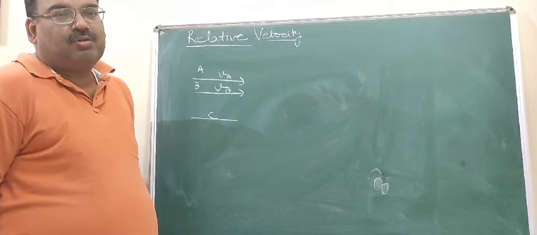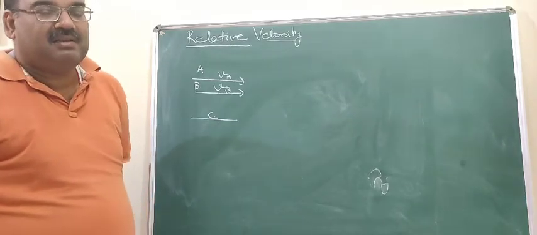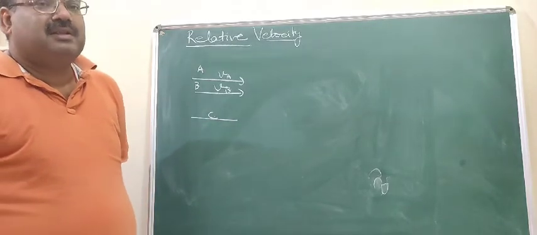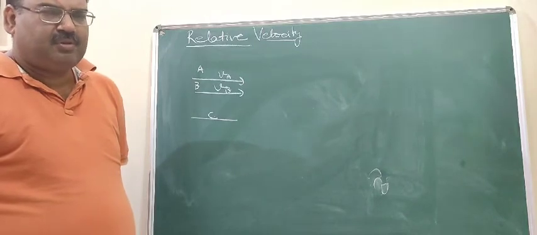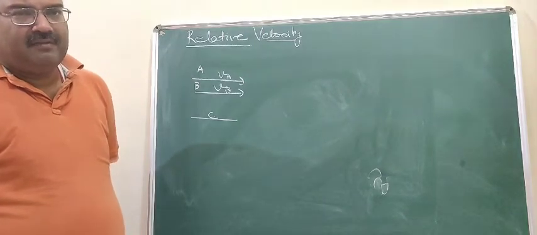बहुत तेजी से वो आपको क्रॉस करती चली जाती है, ऐसा लगता है कि सामने से आने वाली ट्रेन बहुत तेज थी. तो इसी फिनोमेना को हम बोलते हैं relative velocity.